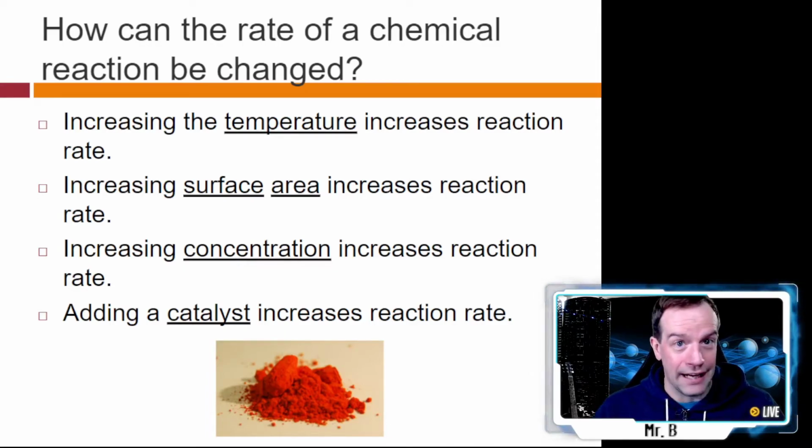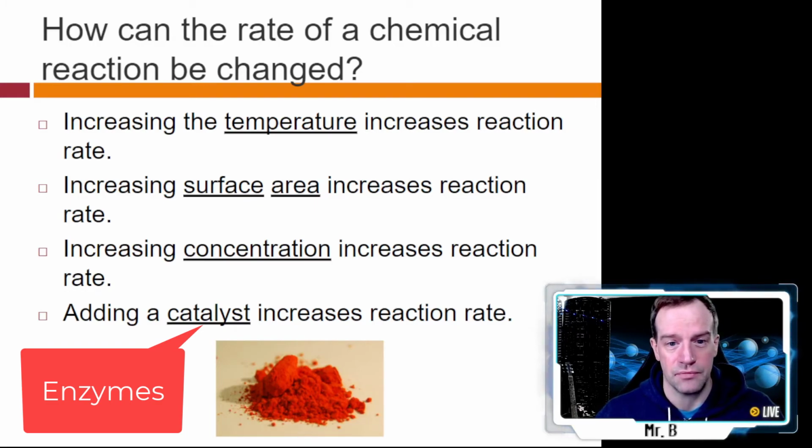We could also maybe add a catalyst. A catalyst is a substance that you can put into a chemical reaction, and it won't be consumed in the reaction. It'll just make it go faster. This is how a lot of the chemical reactions in our body occur. We have chemical reactions that are aided by enzymes, right? Enzymes are special catalysts in our bodies.